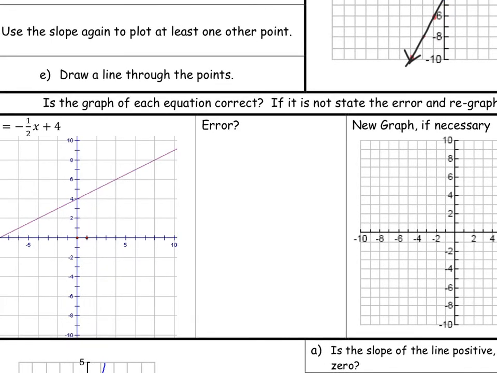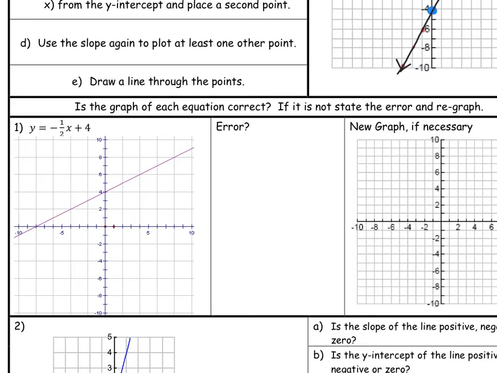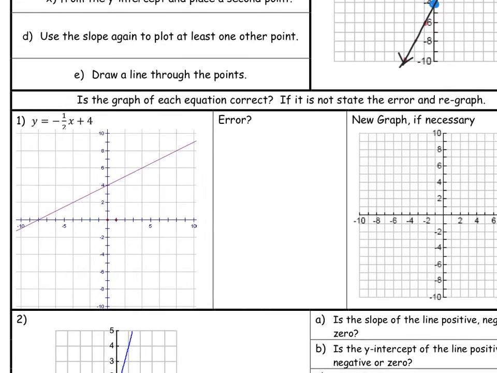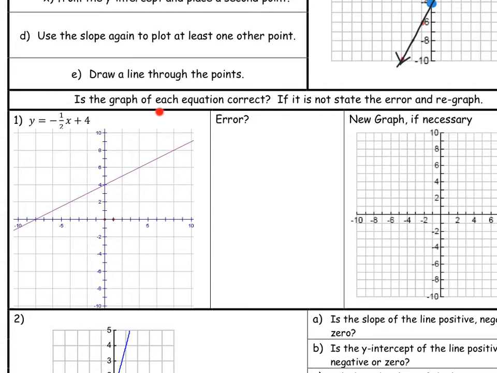So let's take a look at this graph, y equals negative 1/2 x plus 4. In this graph, is the graph of this equation correct? If not, state the error and then regraph. So let's go back to what we know from before. Our y-intercept is where we start, and our y-intercept should be at positive 4, and that's correct.